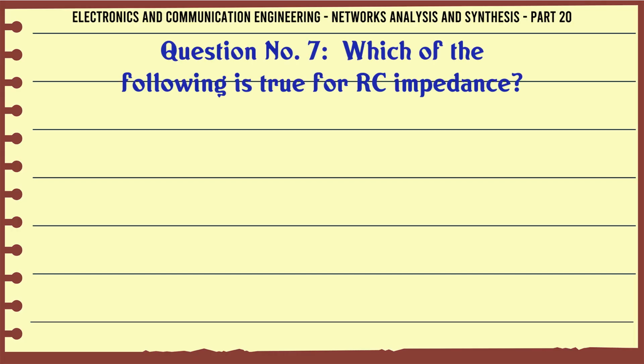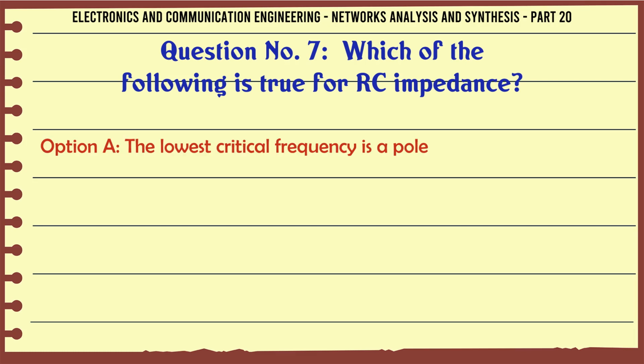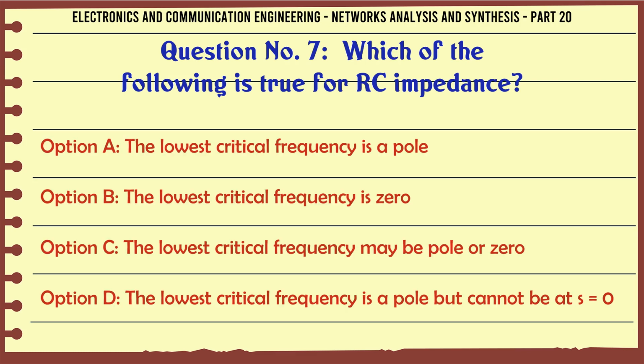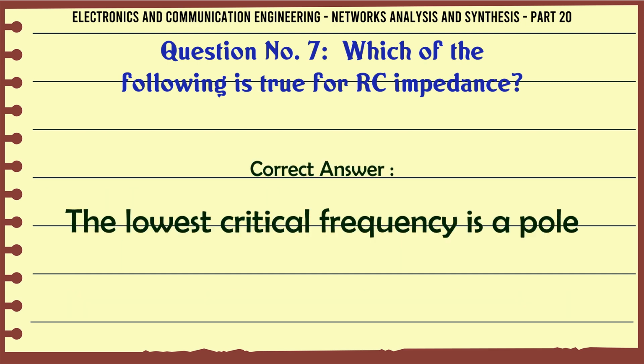Which of the following is true for RC impedance? A. The lowest critical frequency is a pole. B. The lowest critical frequency is 0. C. The lowest critical frequency may be pole or 0. D. The lowest critical frequency is a pole but cannot be at S=0. The correct answer is the lowest critical frequency is a pole.